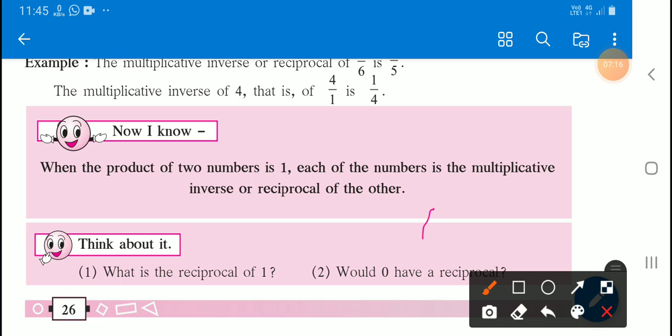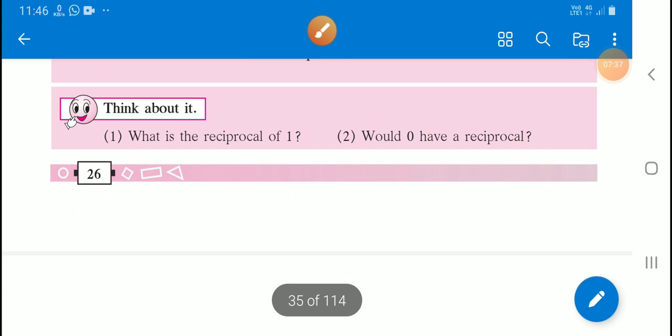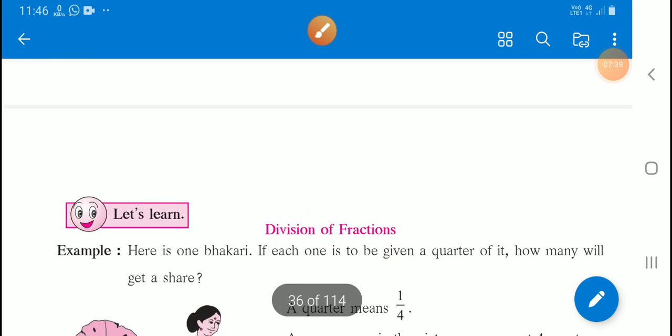Now, the reciprocal of 1, they asked. Think: 1's reciprocal is 1 only, 1 upon 1. And 0, if you consider the reciprocal of 0, what would be the reciprocal of 0? Think and tell me. Okay, now we'll go to the next point.